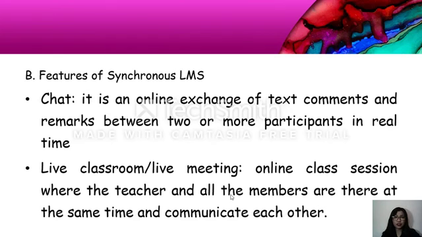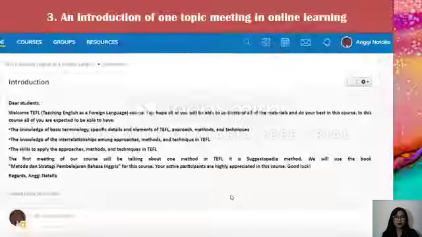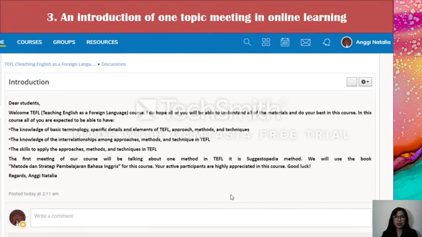And the next are the features of the synchronous learning management system. There is a chat. It is an online exchange of text, comments, and remarks between two or more participants in real time. And the next is live classroom or live meeting. It is an online class session where the teacher and all the members are there at the same time and communicate with each other. So that was the second question, and the next is question number 3.